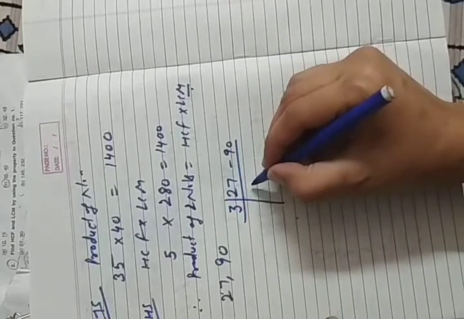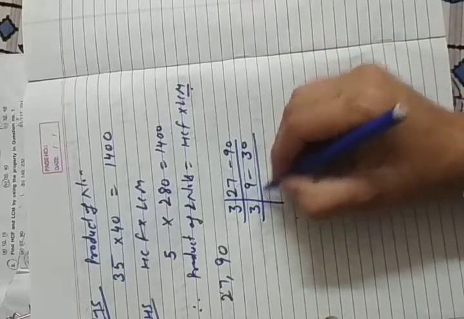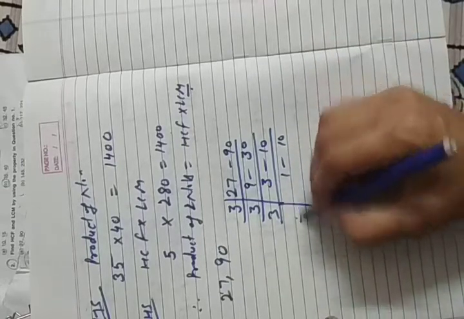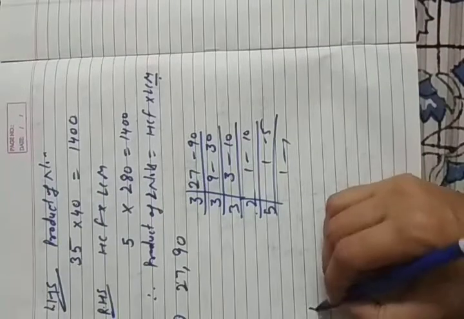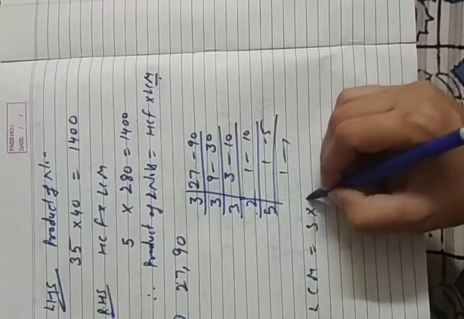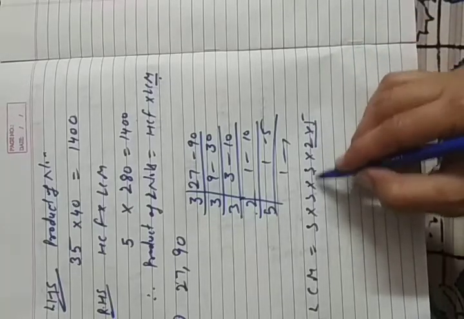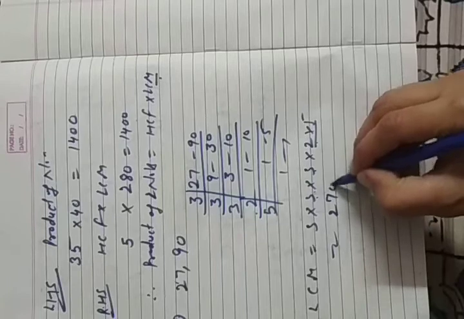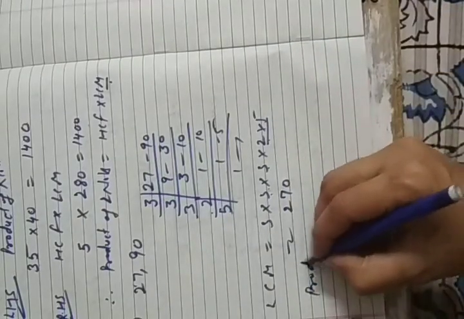Firstly divide it by 3. 3 nines are 27, 3 tens are 30. Again by 3. 3 threes are 9, 3 tens are 30. Again by 3. Now by 2. Again by 5. Now their LCM is 3 into 3 into 3 into 2 into 5. 5 twos are 10. 3 3 3 multiply करेंगे 27. It means their product is 270. LCM is 270.